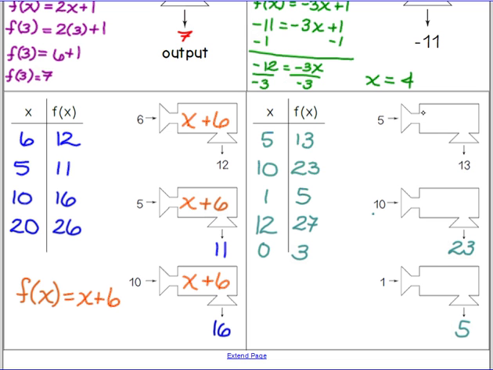Okay, so let's see if you were correct. You should have come up with the function rule of 2x plus 3. So if you were to plug in 5 for x, 2 times 5 is 10, plus 3 would give you 13.